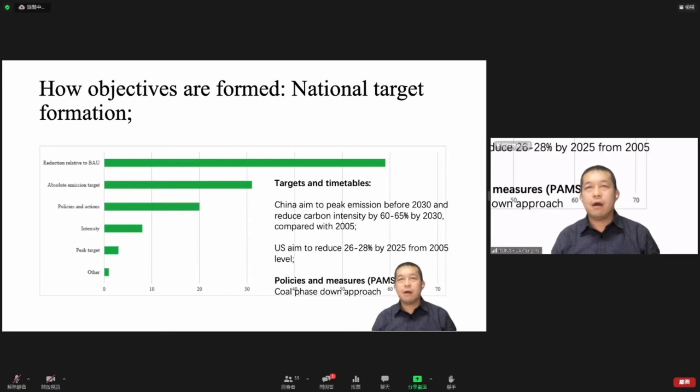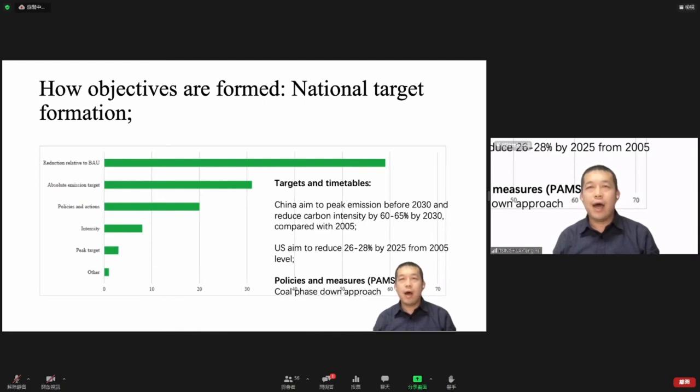Besides this target and timetable, there is also another approach called policies and measures. For example, the coal example is not a target and not a timetable because there is no quantified target on what percentage to phase down, and there is no timetable. We don't know how and when the coal will be phased down. But that is about policies and measures, which we call PAMs, which countries converge to use, especially on the coal phase down approach.